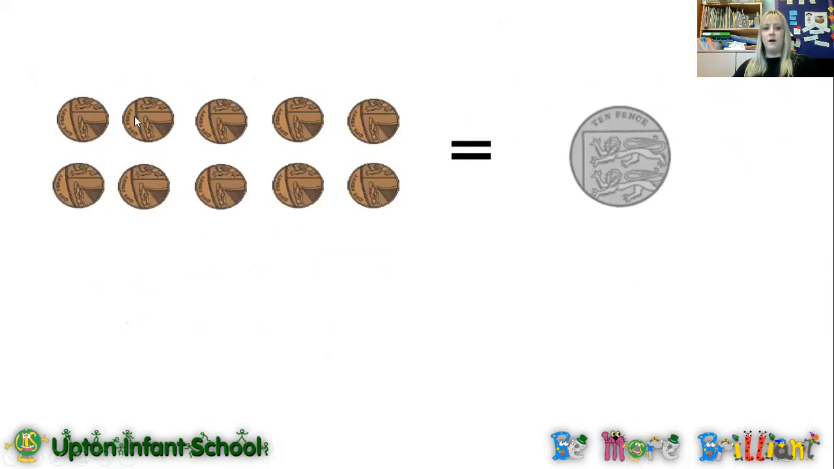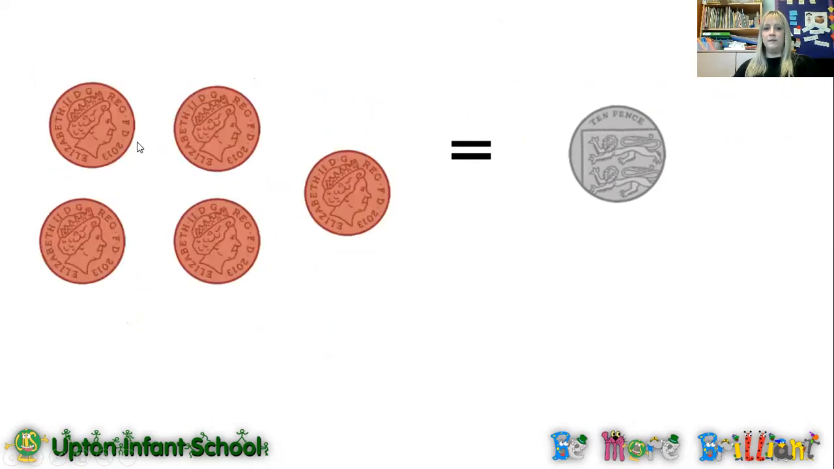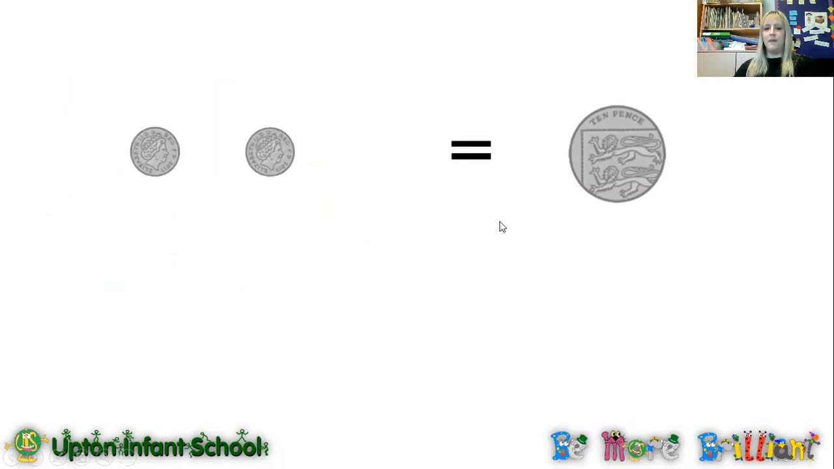So here I've shown you I've got 10 1p coins. Now I could swap those for one of these, and that would be exactly the same amount of money. If I look at my 2p coins, here I've got 2, 4, 6, 8, 10. And again, I could swap all 5 of those coins for just one 10p coin, and it would be the same amount. And I could do that with my 5p's. So here I've got 2 5p coins, so that's 10p. So I could swap 2 little 5p coins for a 10p coin.